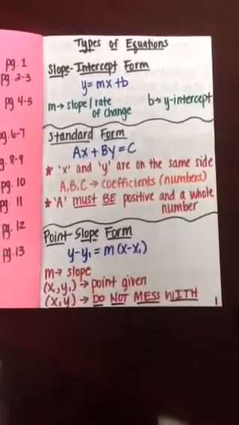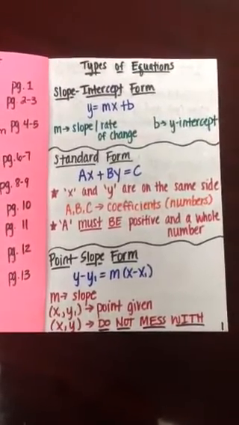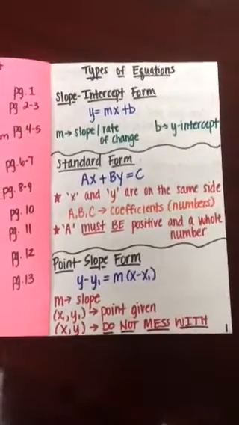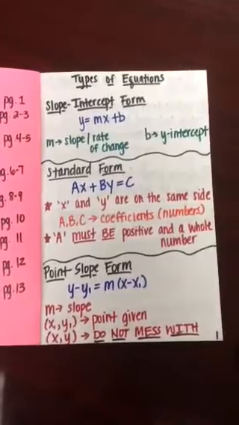And then the last one is point slope form. Y minus y1 equals m parentheses x minus x1. Remember, m is your slope, x1 and y1 are the point given, and then x and y you do not mess with.